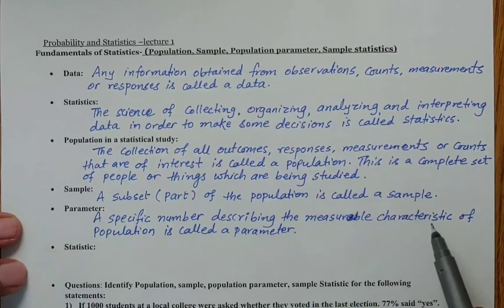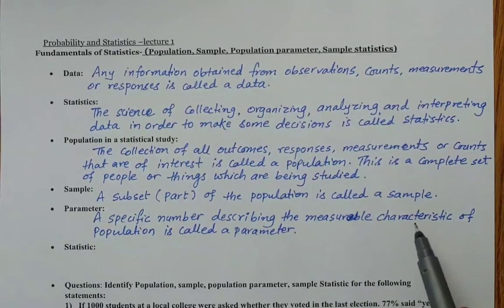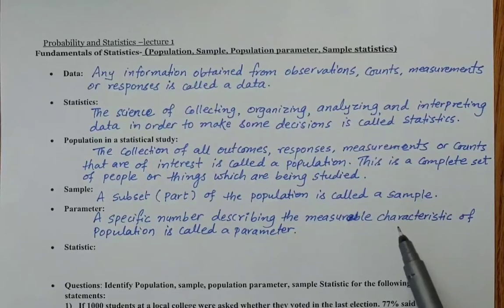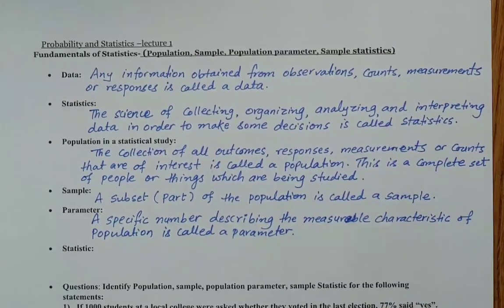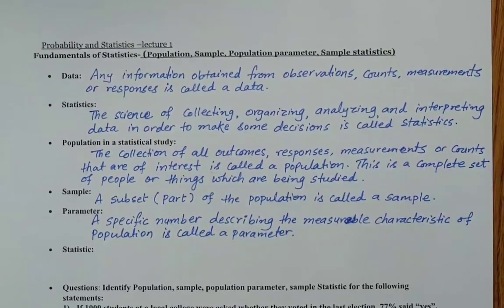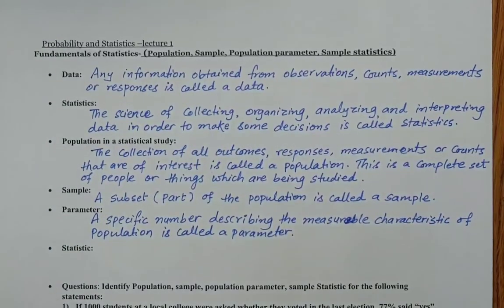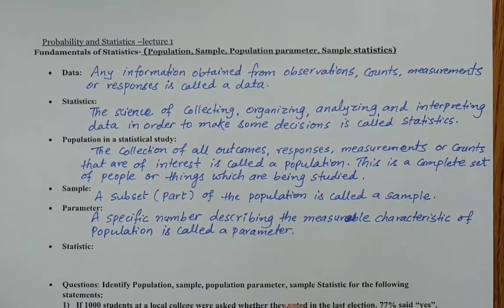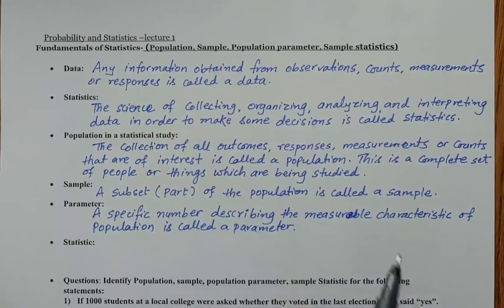Measurable characteristic can be anything that we can measure, right? Height we can measure, weight we can measure, grades we can measure, percentage we can measure. So any number that describes the population is called a population parameter. We can say parameter, or you can say population parameter. These are the same. You can say either way, but that is the number describing the population.